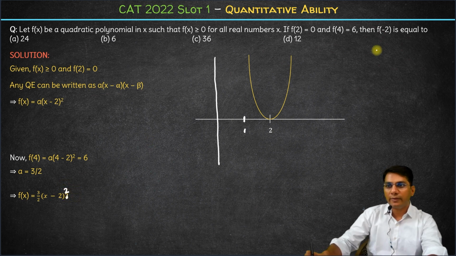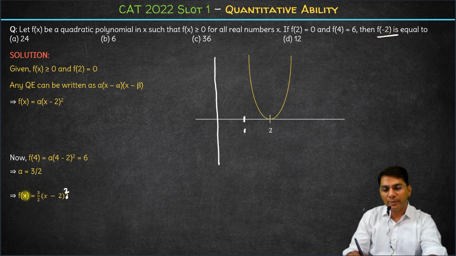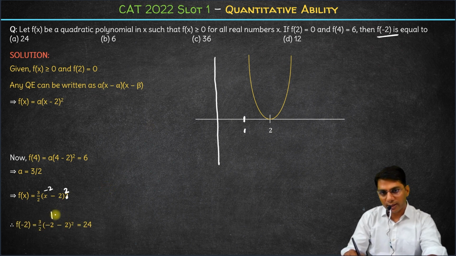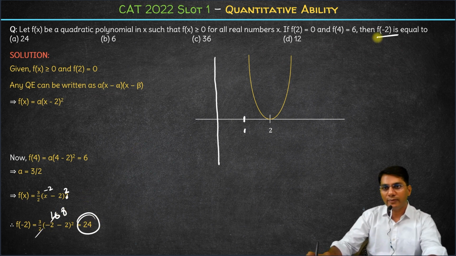Okay. Now we need to calculate the value of f(minus 2). So f(minus 2) will be obtained by substituting x equals minus 2 here. So we have minus 2 minus 2 is minus 4, whole square. Minus 4 whole square becomes 3 by 2 into 16. So 16 by 2 is 8, 8 into 3 is 24. Hence, the value of f(minus 2) is option A, 24.